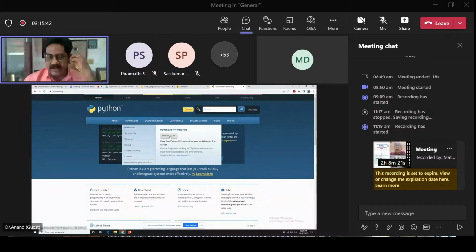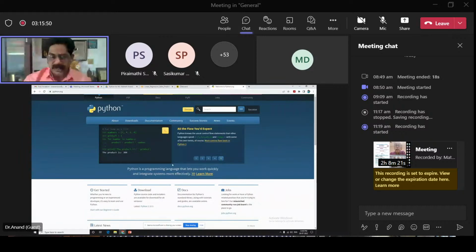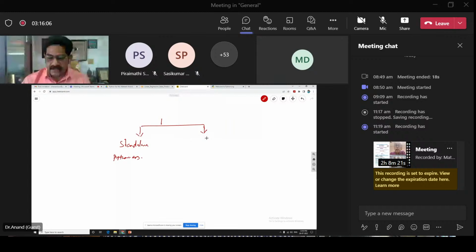Now the latest version is 3.10.5. If you click this, you will get an exe file. Okay, it's very simple and straightforward. The moment you double click that exe file, it will ask you next. In less than a minute, it will get installed. With basic Python itself, you can start writing code using a notepad, but it has limited features. It is not so user friendly.